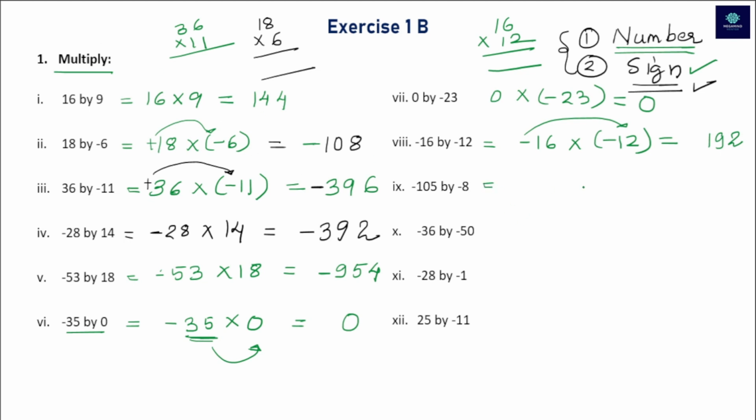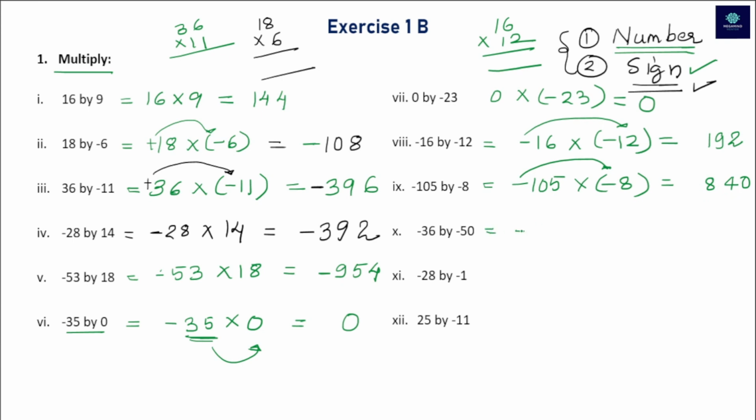Let us move to question number 9. Minus 105 gets multiplied with minus 8. So multiply 105 and 8 together and you get your answer as 840. Now check the sign. Step number 2, minus and minus becomes plus. So we don't write it, right? So it is just 840.